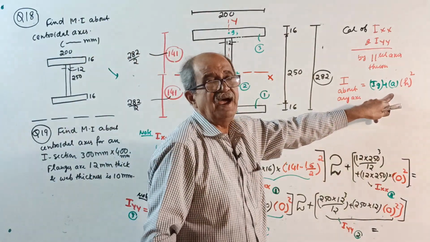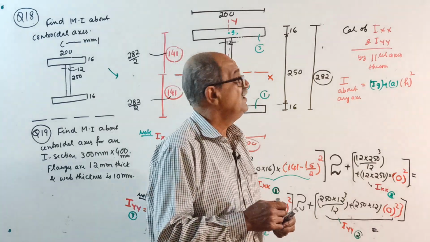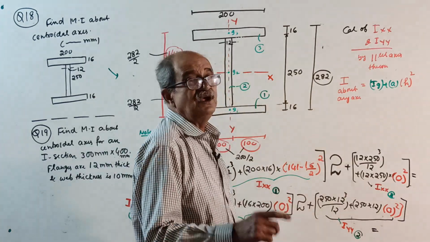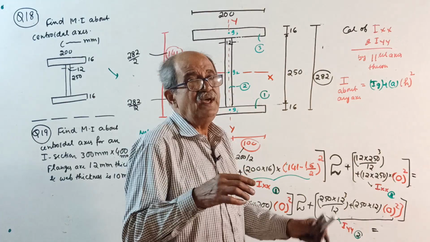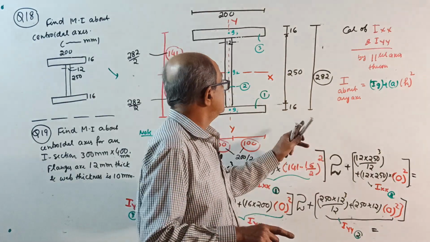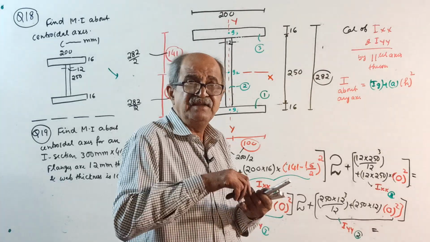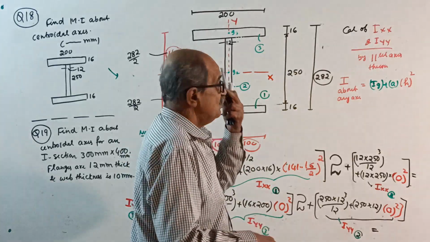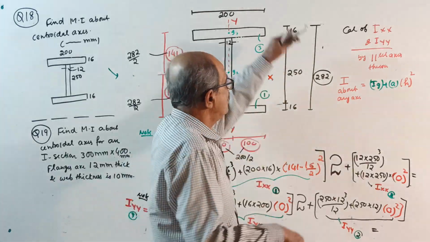Write the same statement, IG plus. Next class, for symmetrical I section, a shortcut is there. But today I am not giving the shortcut. Next class, shortcut for both symmetrical and unsymmetrical. Both I will tell you. Very useful for examinations.